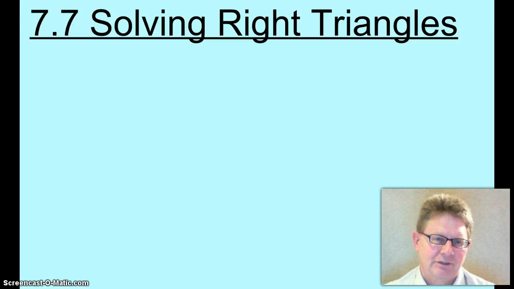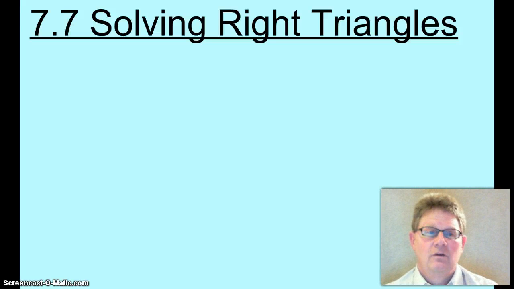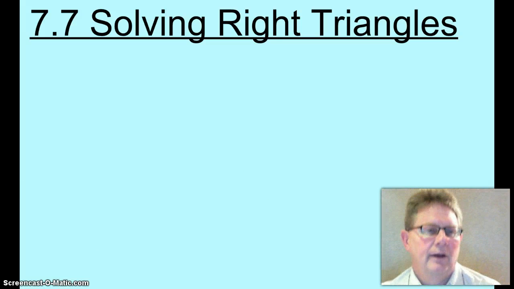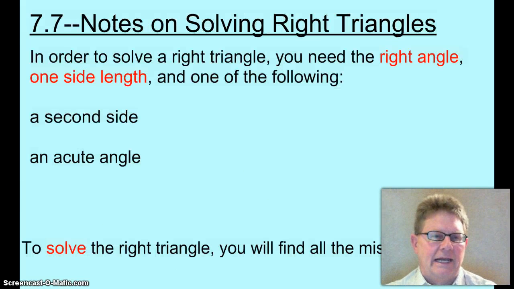Welcome to Honors Geometry, Lesson 7.7, Solving Right Triangles, where you will be given a right triangle. You know it is because it's a right angle. You'll be given either two sides or a side and an angle, and you've got to find all the rest of the parts. Here, let's put that in writing so you can write it down. Alright, I will let you write that down.